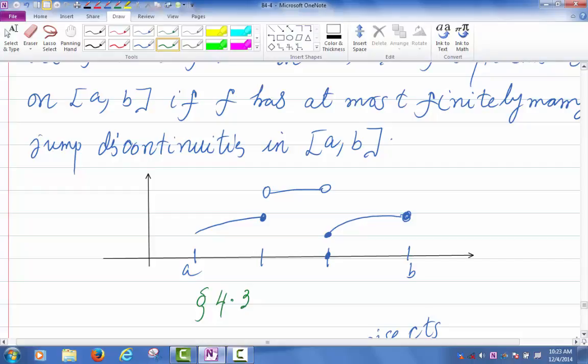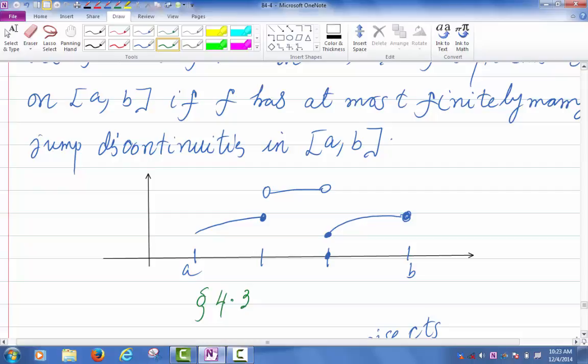Geometrically, what does the integral of this function represent? You think? It's the area here plus the area here plus the area here, right? Is everybody okay?